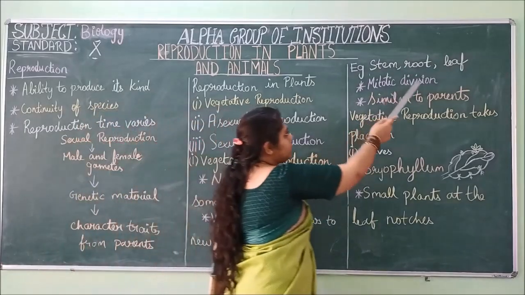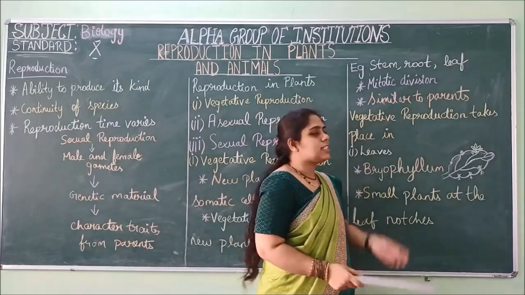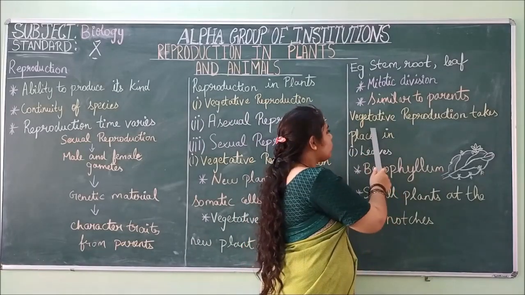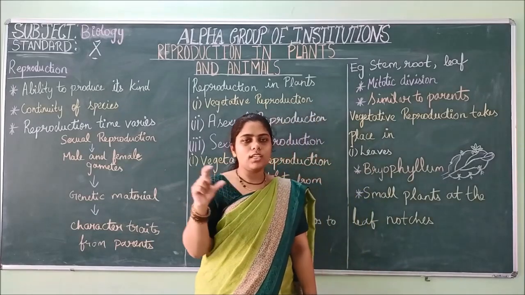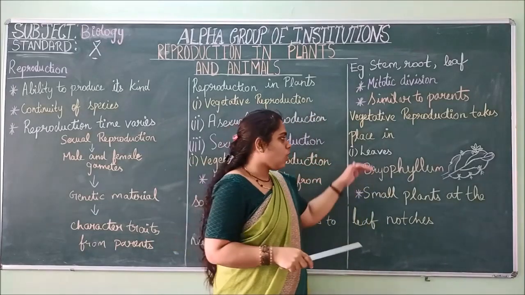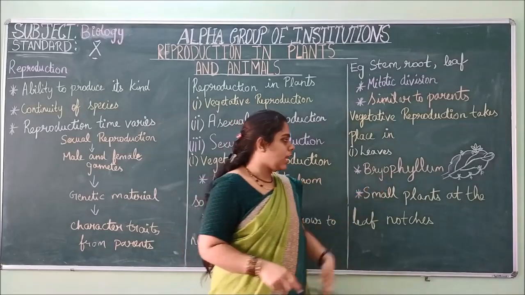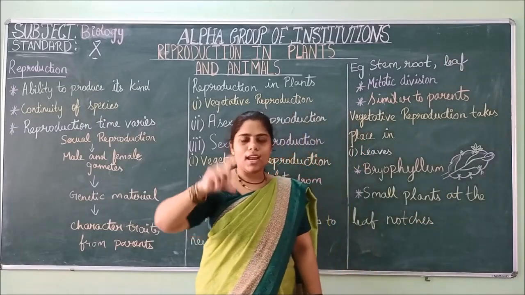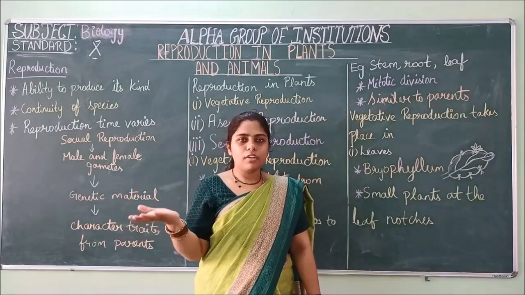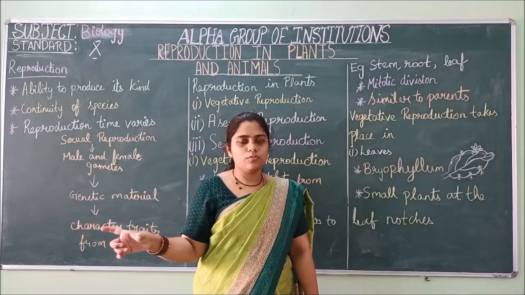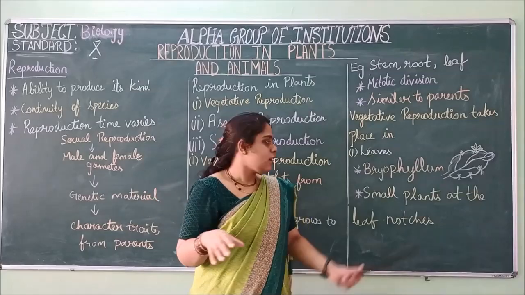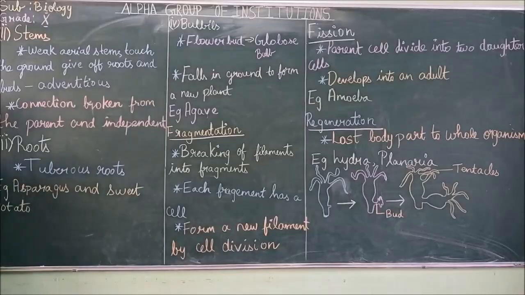Here, only mitotic division, mitosis, takes place, that is, the nucleus divides to form two daughter nuclei, and we will see the reproduction based on each part. First, we saw in leaves, in bryophyllum, at the leaf notches, the end of the leaf, small plantlets will grow. Now the next part is the stem.